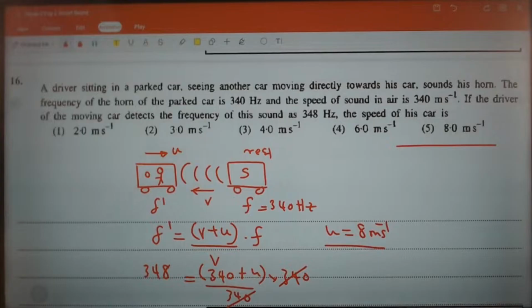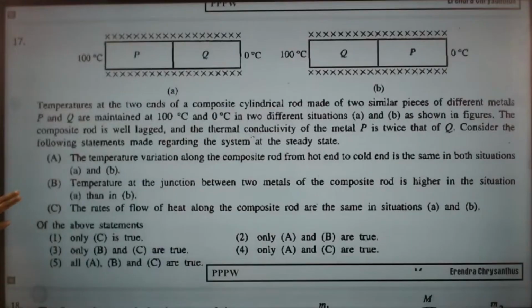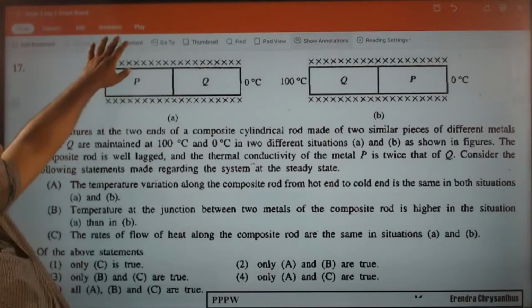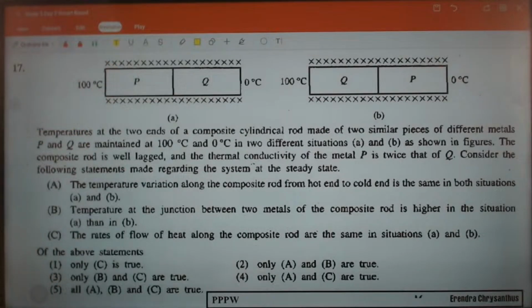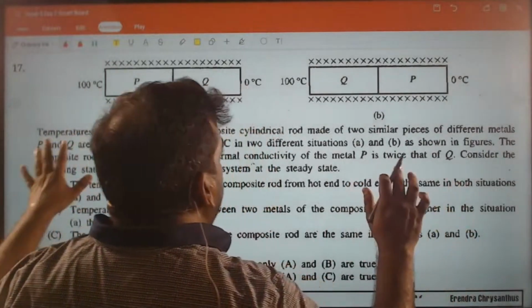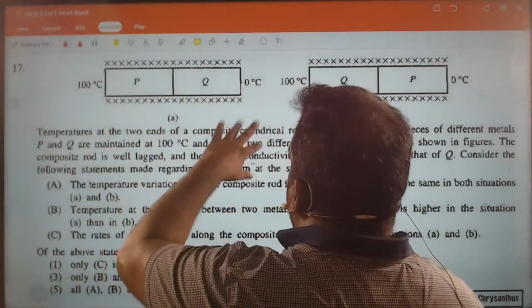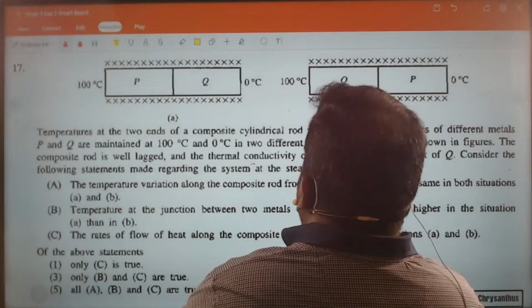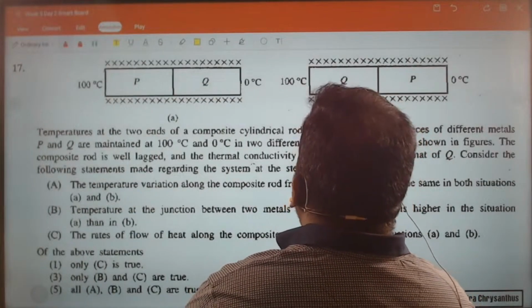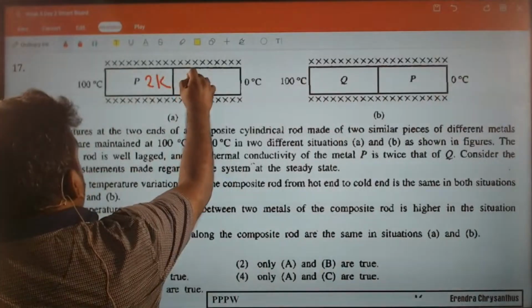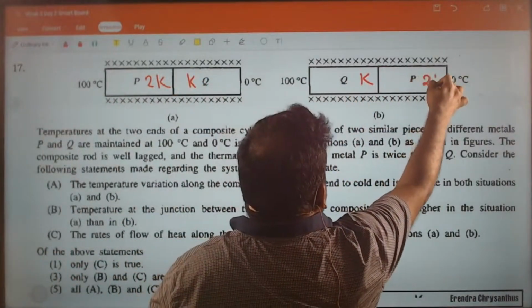Right? Okay. Question number 17. Statement question. Good one. I'm sure we have negotiated this earlier. Temperatures at two ends of a composite rod made of two similar pieces of different metal are maintained at 100 and 0. The composite rod is well lagged. Thermal conductivity of P is twice that of Q. So 2K here, K here, right.